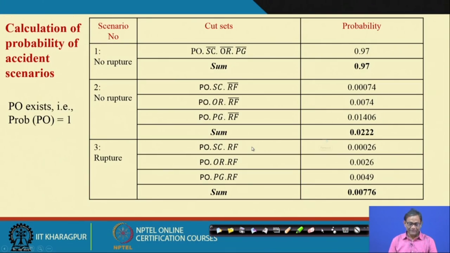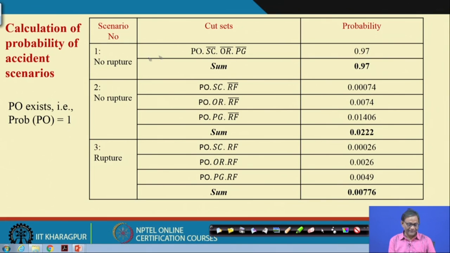For the different scenarios, these are the cut sets, and HPO we are considering as 1, given the probabilities already given in the last slide. For the first scenario, no rupture, the probability is this. In the second case, there are 3 different cut sets, so ultimately you get 3 probabilities and they will be summed up. In the third case, the rupture case, there are also 3 different cut sets and 3 different probabilities that will be summed up.